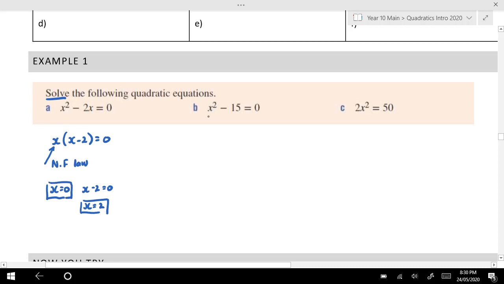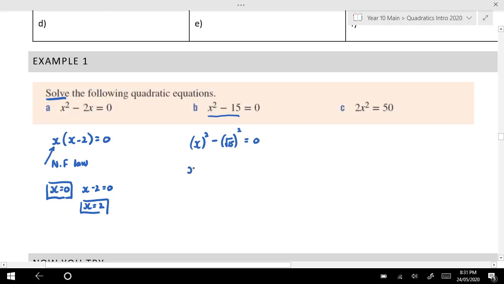Now, this one over here, we don't have a trinomial, but you might recall that this is the difference of perfect squares. So we'll set it up like this. Now, what would go inside here to make this, whatever squared, something squared, to be 15? Well, it's the square root of 15. Now, of course, that is equal to 0. So we just leave the right-hand side as it is, and then we just factorize this.